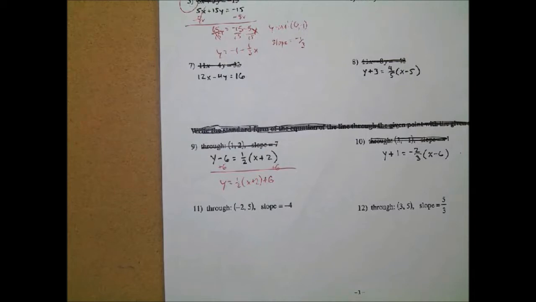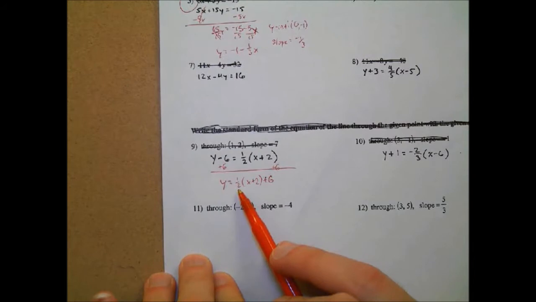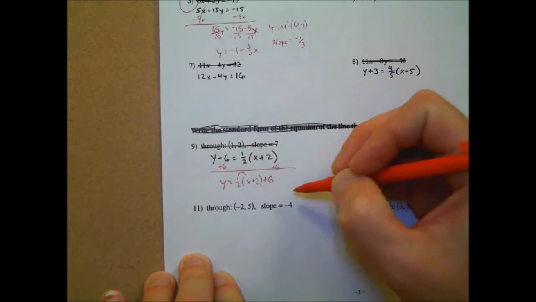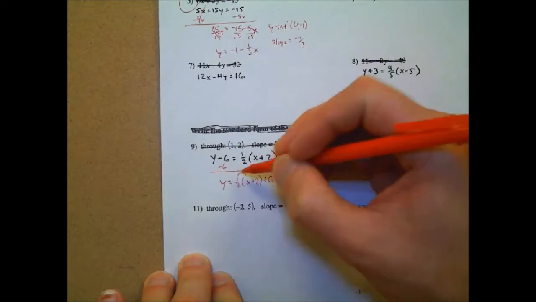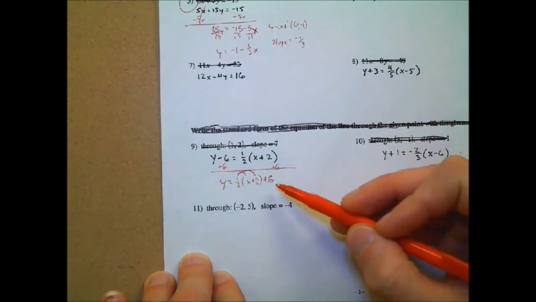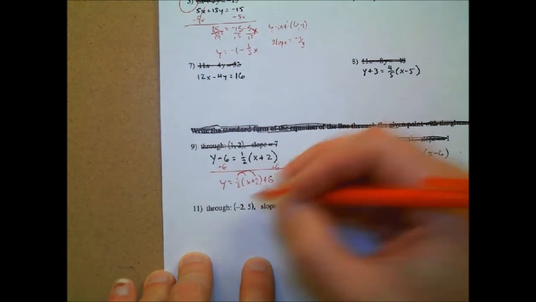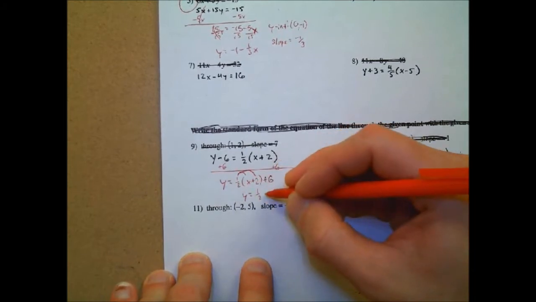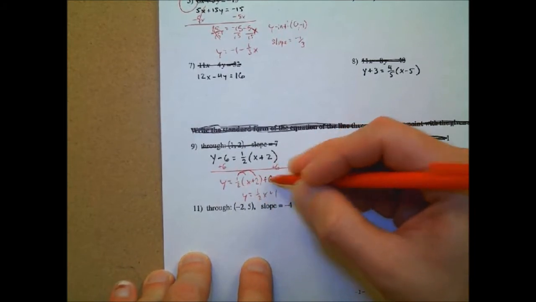Now, can we simplify this anymore? Yes, we can, right? What can we do with this 1/2? He wants to distribute it to the x and the 2. Do we distribute it to the +6 as well? No. Why not? Not in the parentheses. That's right. So just distribute the 1/2 to this. y equals 1/2 x. What's half of 2? 1. So we have 1, and we still have that +6. Don't forget to bring that down.